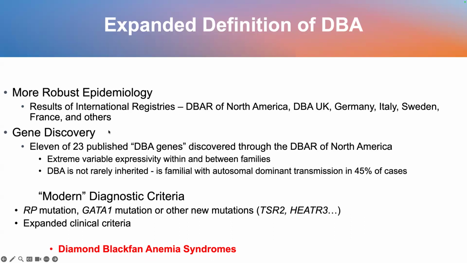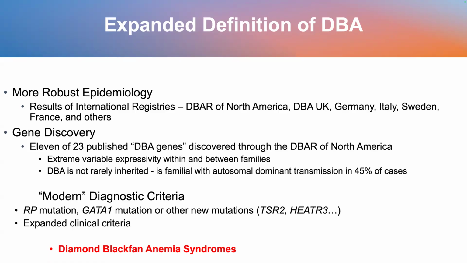Gene discovery has been very helpful to expand the definition of the disorder. There are right now 23 published DBA genes, and 11 of them were discovered through our DBA registry here in North America. And what we realize now is that there is extreme variable expressivity within and between families. It's not really sporadic, unlike what we thought at first. It's familial with autosomal dominant transmission in 45% of the cases.